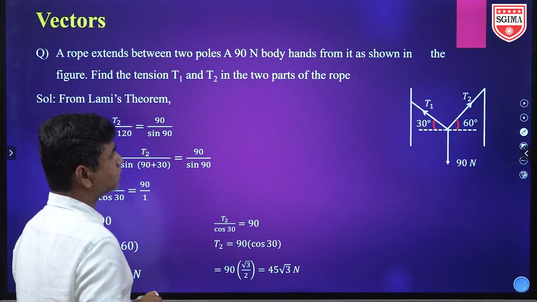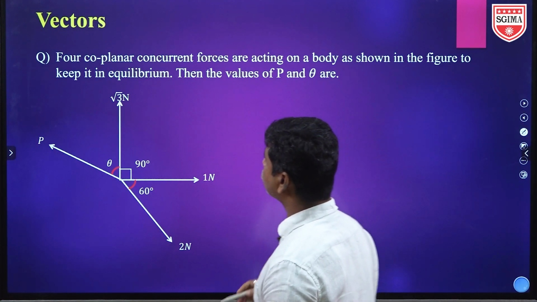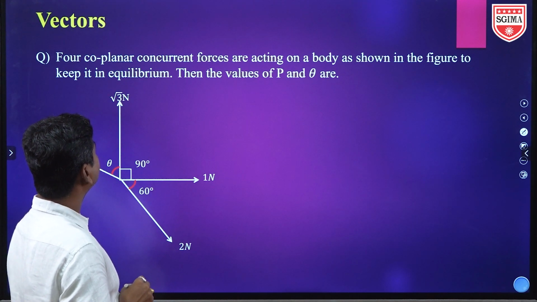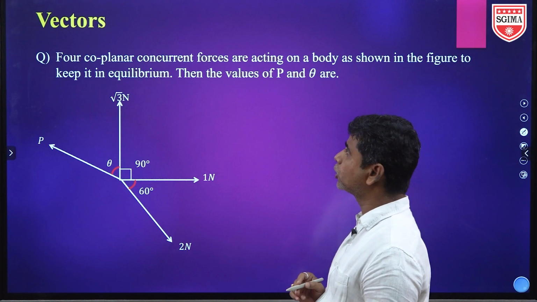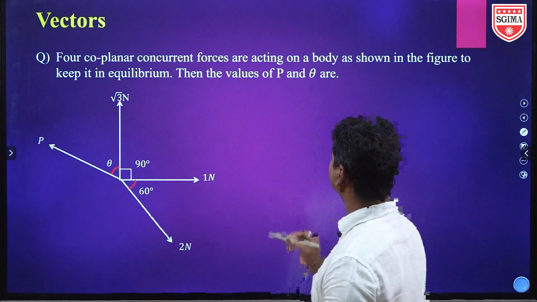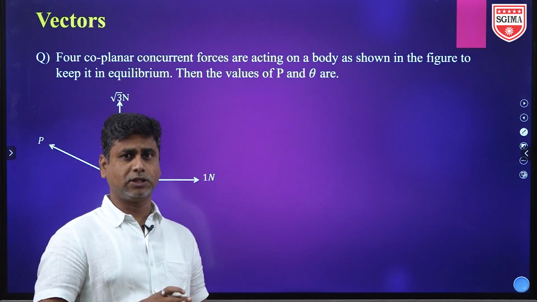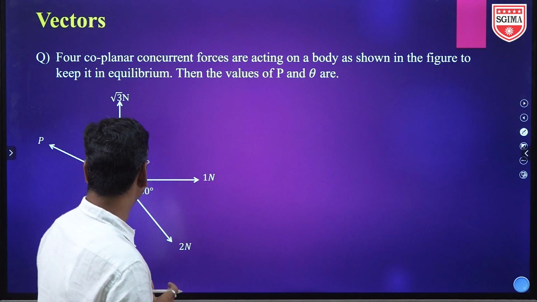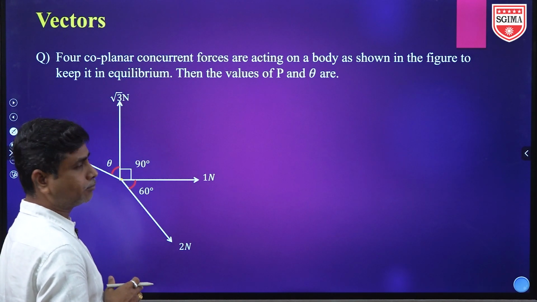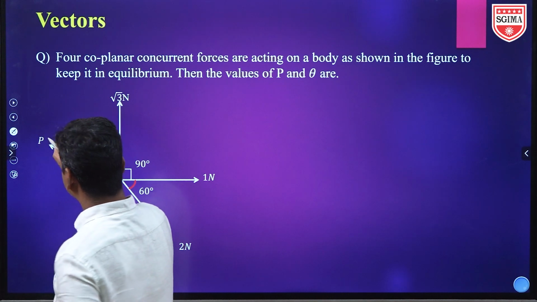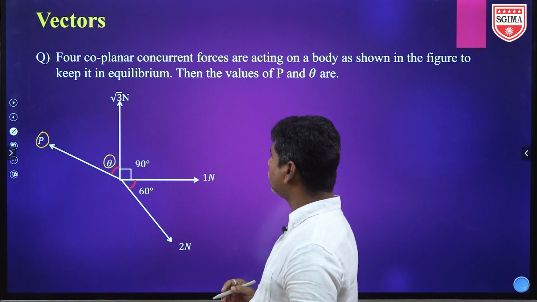Next, here one more question, see. For coplanar, concurrent forces are acting on a body as shown in the figure. To keep it in equilibrium, the values of P and theta are asked. Here, four concurrent forces means these forces are also acting in that same plane only, but this particle is at equilibrium. They are asking this unknown value P and this unknown angle theta, these two are asked.